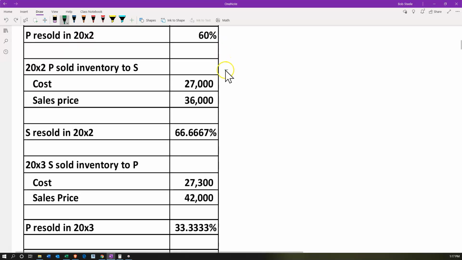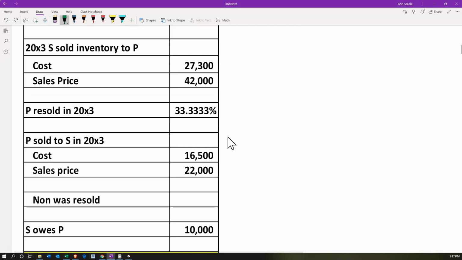Then we have in 20X2 P sold inventory to S, so that transaction happened in the prior year. P sold to S, a downstream transaction. This is the amount, and then they're saying that 66.66%, or 2/3, is going to be left on S's books, which is what we're concerned about given the fact that we need to do the consolidation in the current year, 20X3. Then we have the current year transactions between S and P.